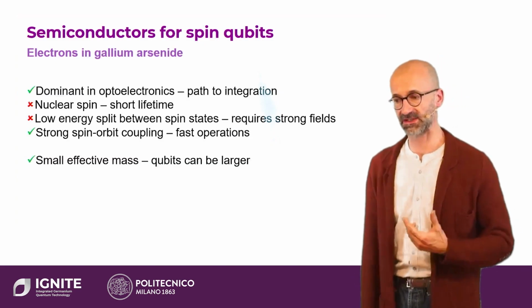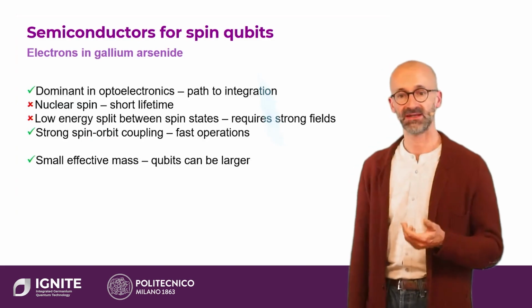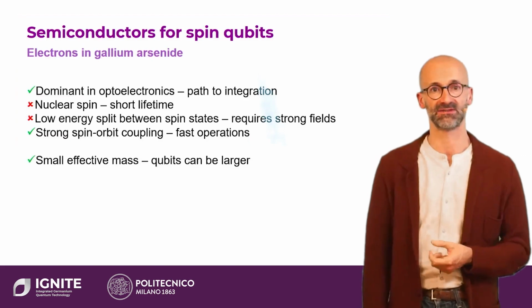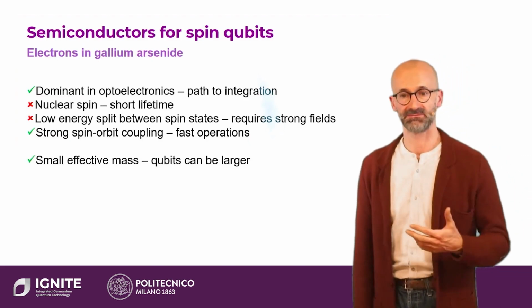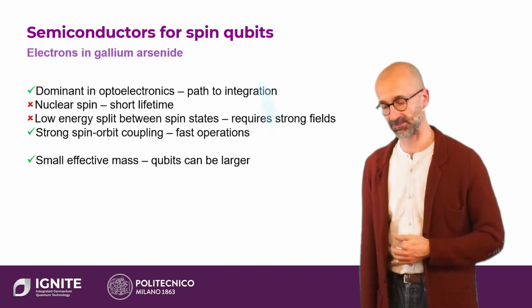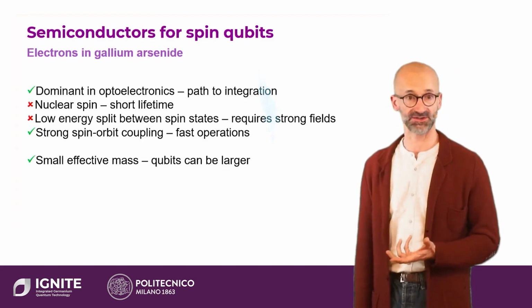Gallium arsenide as a semiconductor is also very well known. It's maybe not so dominant as silicon, but it's known in optoelectronic applications and also for some very high-speed electronic applications. So it has its own path to integration. In this case, the spin-orbit coupling is stronger, so the operations can be faster, and the effective mass is smaller, so qubits can be larger.